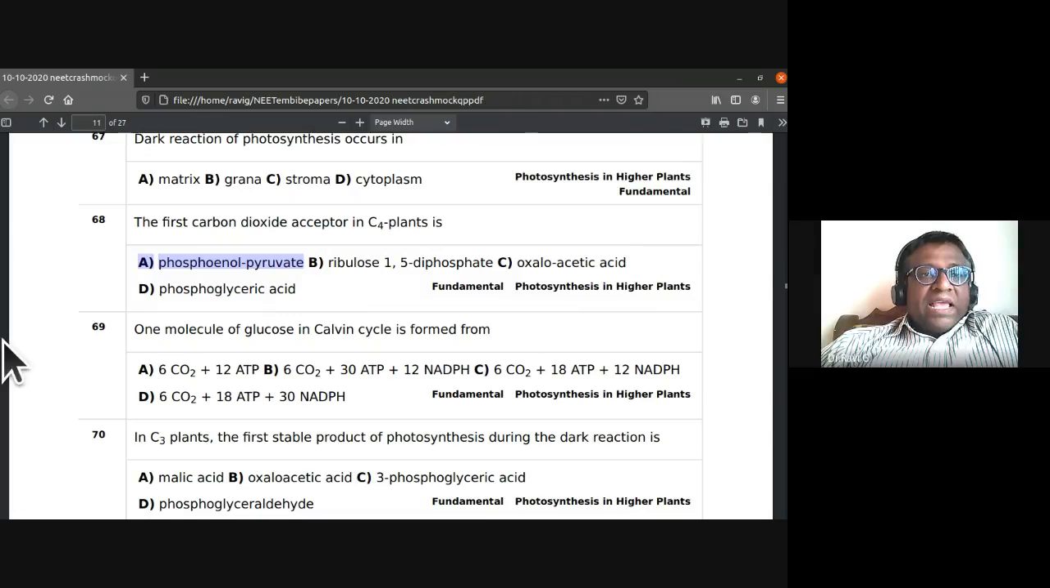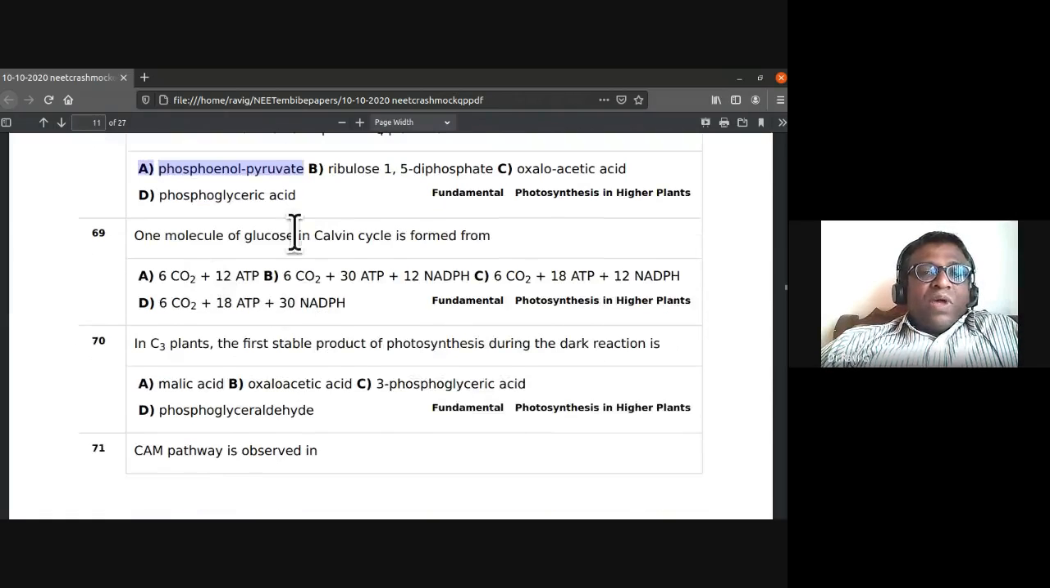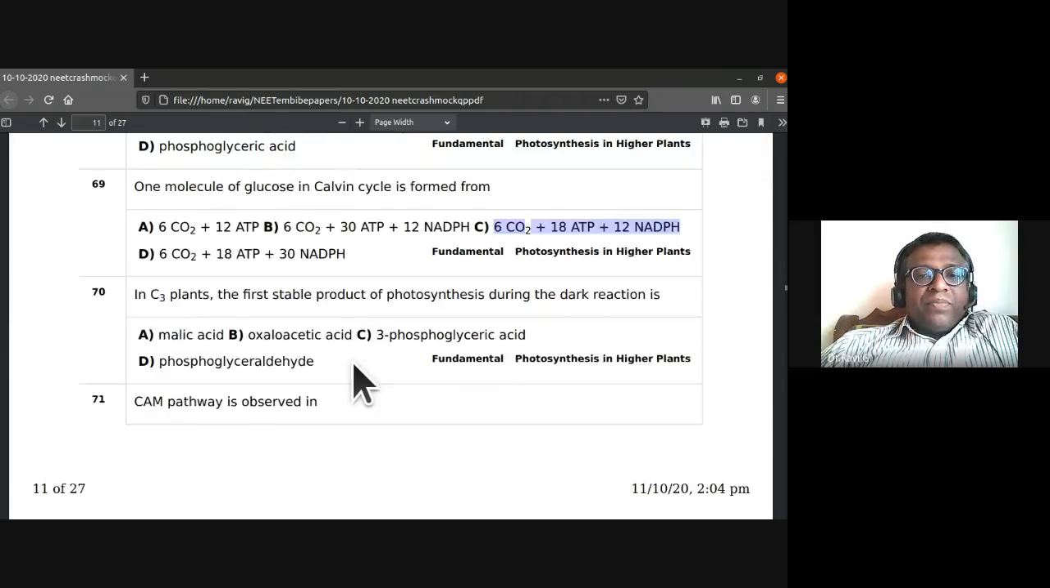68th is A answer. 69th, one molecule of glucose in Calvin cycle is formed from 6 carbon dioxide plus 12 ATP, 6 carbon dioxide plus 30 ATP, or 6 carbon dioxide plus 18 ATP plus 12 NADPH. They are going to give rise to one molecule of glucose. So this is the right answer, C.